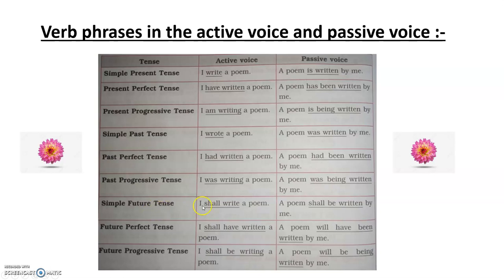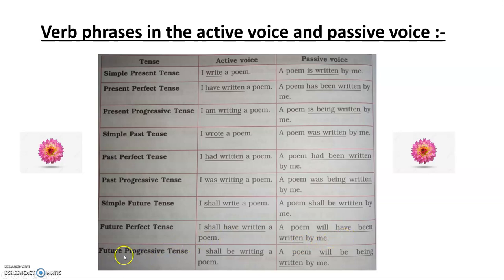Then simple future. I shall write a poem. How do you know this is future? Because the word shall is there. So, shall write. It is simple future. How do I change that into passive? A poem shall be written by me. Then future perfect. I shall have written a poem. Shall have written. How do I change that into passive? I start with the object. A poem will have been written by me.